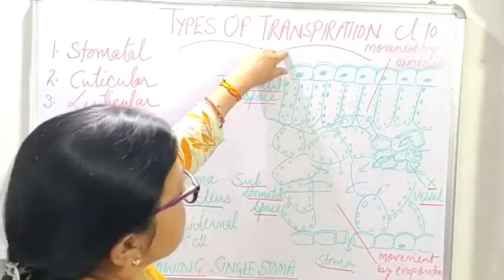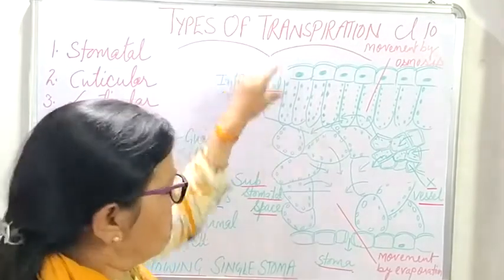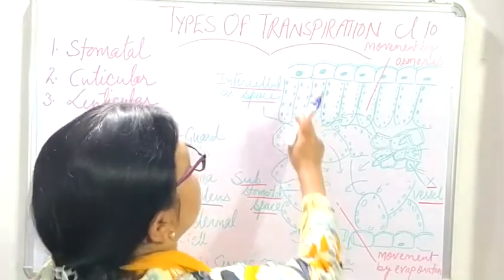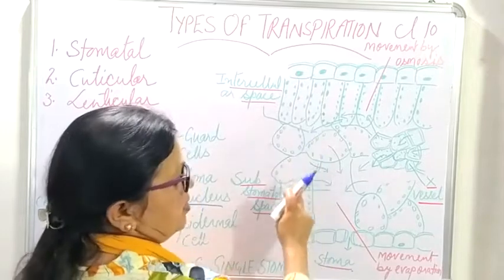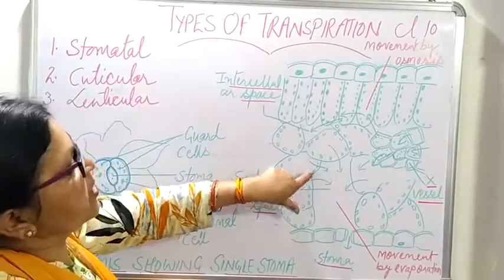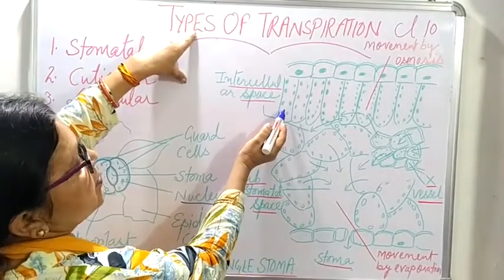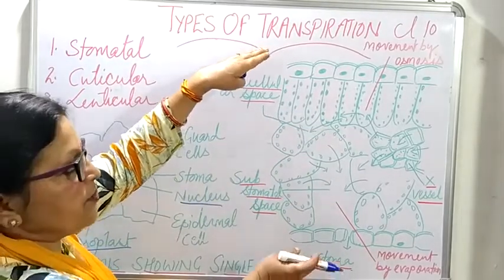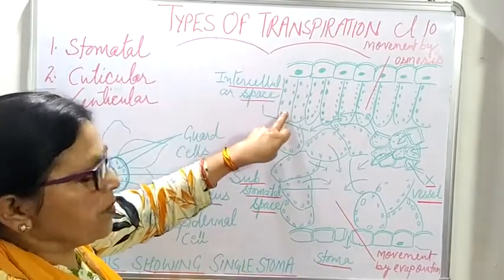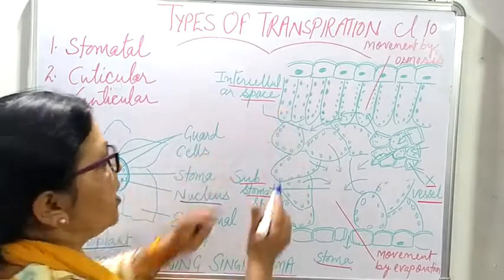In between upper epidermis and lower epidermis, there are two types of cells present. Now, what are these two types of cells? I have not labeled all these parts. So, first, these are the palisade cells.